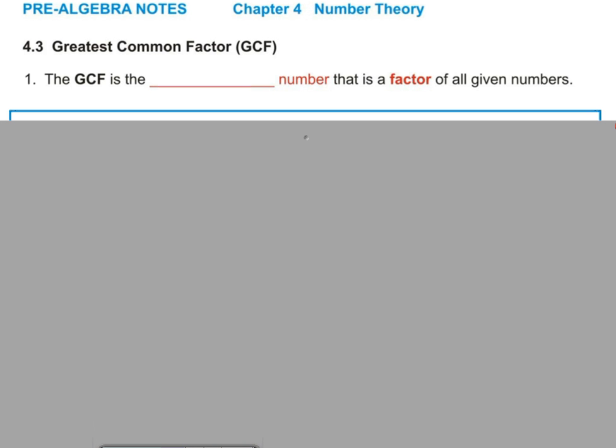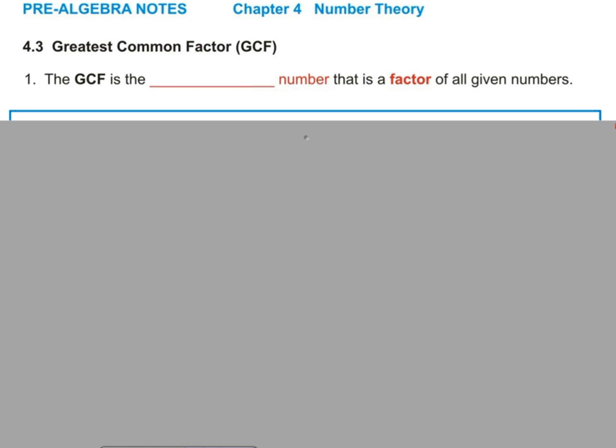This is the GCF, the greatest common factor. I'm going to teach you a method today. If you're wise, you'll learn the method. I'll make it easy. Today we'll learn about the greatest common factor, the GCF.